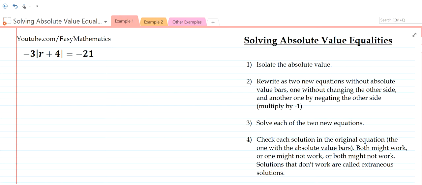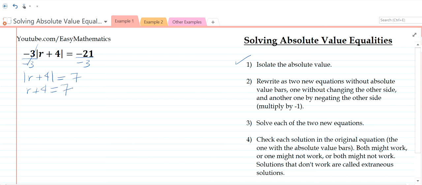So step 1 is to isolate the absolute value. In this example, the absolute value is not isolated, so we're going to divide both sides by -3. We get absolute value of r plus 4 equals 7. That's step 1. Step 2, rewrite the absolute value problem as 2 equations without an absolute value.